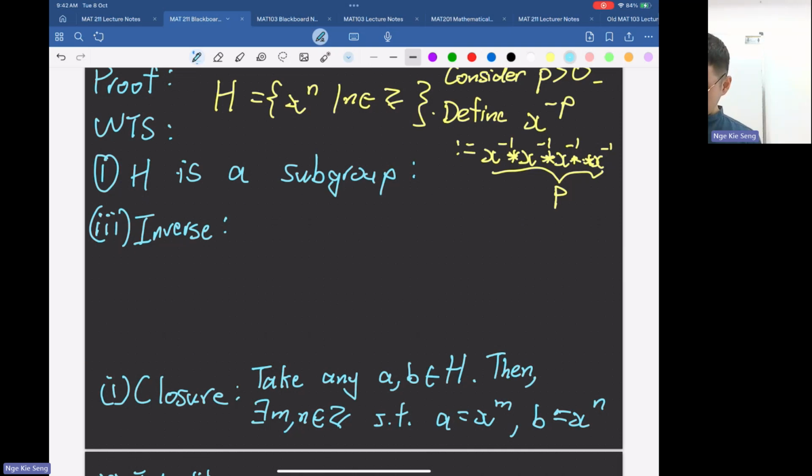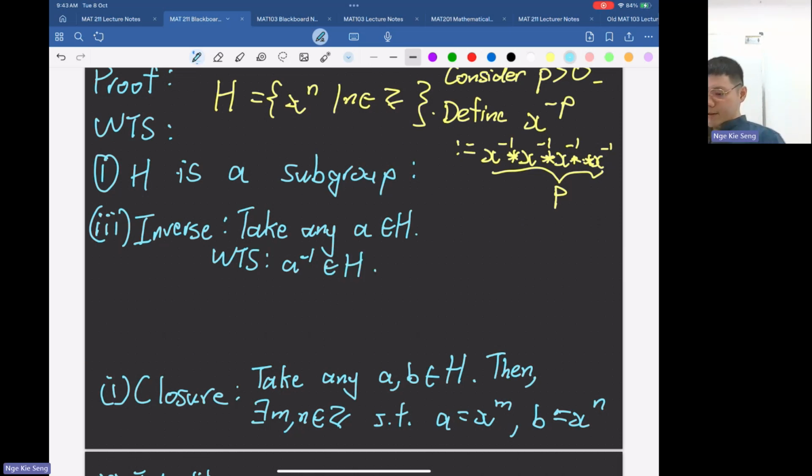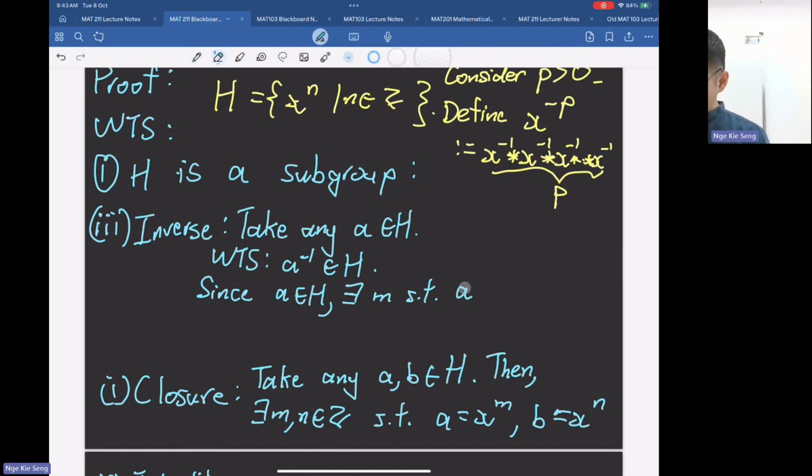So if we do this inverse, what do we do? Again, take any A in H. We want to show that A inverse is in H also. Since A is in H, there exists an m such that A equals x to the m. So what is this m? m lives in Z.